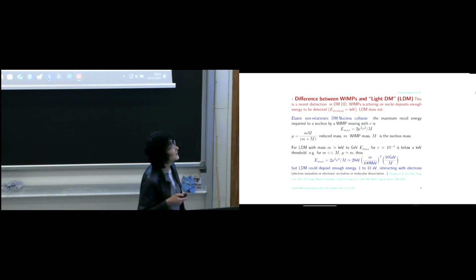Yeah? It's just an issue of the mass. And so you can see immediately that if you have a mass, for example, of a keV or so, much lighter than keV to GeV, below a GeV, then you will have an Emax that could be in the tens of electron volts. However, this light dark matter could deposit enough energy, maybe 1 to 10 electron volts, in interactions with electrons in different ways, as well as the cartoon I showed, electron ionization or electronic excitation, molecular dissociation.